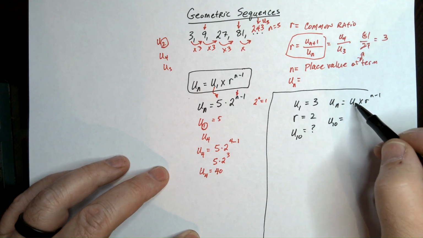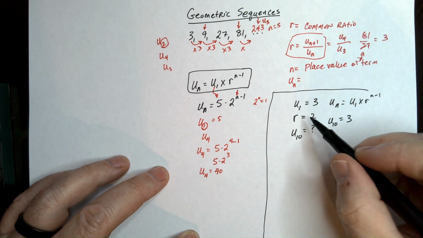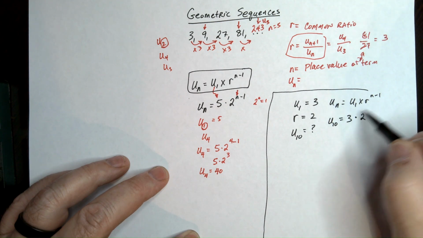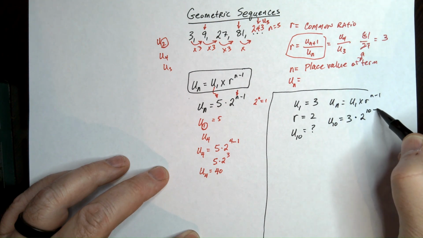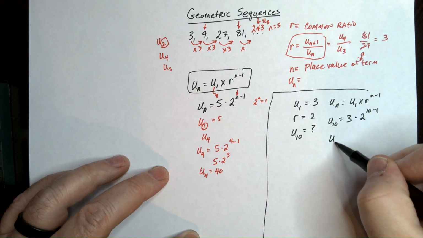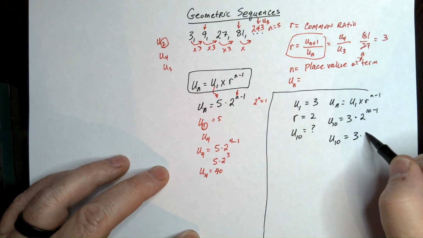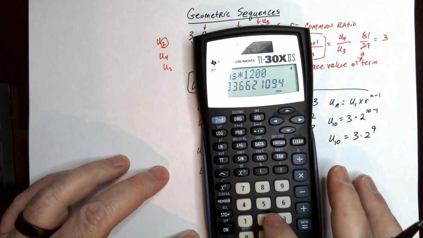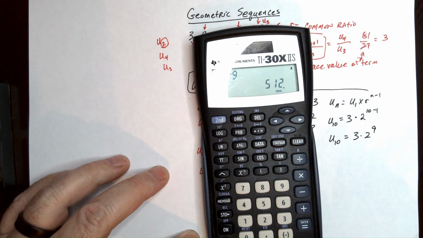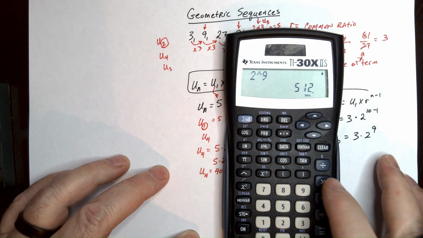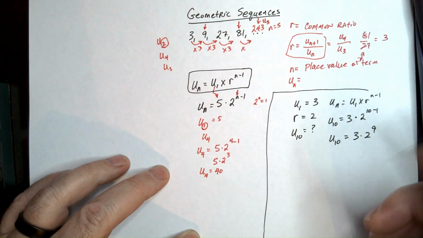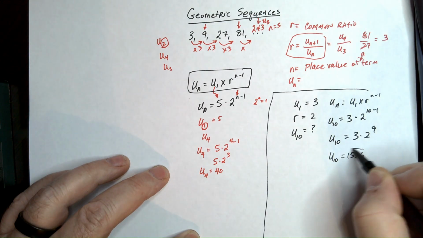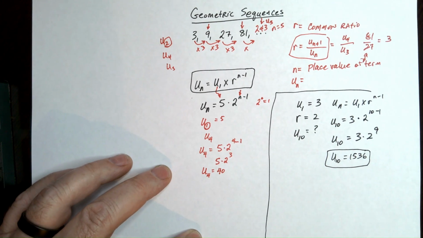U sub 1, the first term, is 3. The ratio is 2. And since I'm finding the 10th term, I'm going to put a 10 right there. So 3 times 2 to the 9th. Well, let's see. I can't do that in my head right now. Long day. There we go. Times 3. 1536. See how that works? It's not so bad. You can handle that.